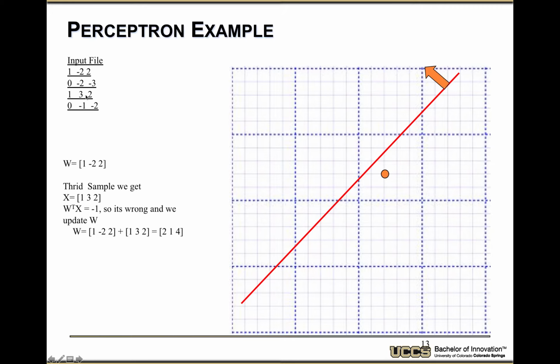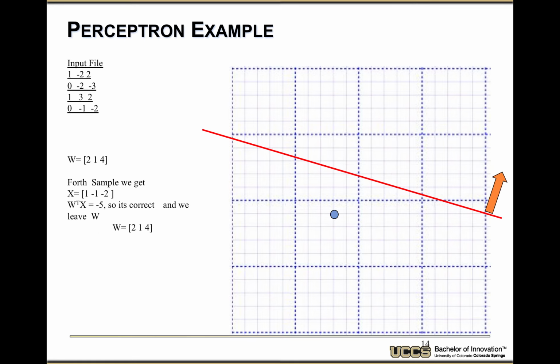The next input is 1, 3, 2 if I'm doing them in order. I do that dot product, and now I get a wx of 1, minus 6, plus 4, so I get minus 1. That's wrong. You sort of see it graphically. It's on the wrong side of the line. So I'm going to update w, and again, in this case, because it's a positive thing, I'm just going to add it in. So w is 1, minus 2, 2 plus 1, 3, 2. So I get 2, 1, 4. That's going to turn the line significantly. I get a new line.